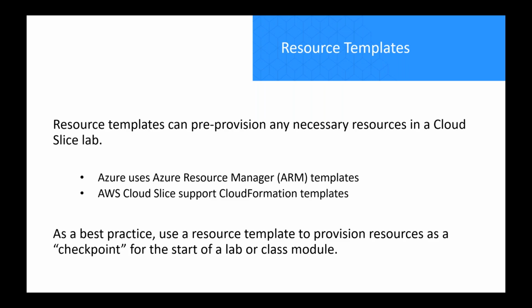So let's say that you have a lab, for example, where the user is going to be building upon a network resource, which is the example that I'm going to show you here. And maybe what you want to do is pre-build some of those resources before they go into the lab, so they have something to work with, right? It's a best practice to use a resource template to provision the resources as a checkpoint for the start of a lab or a class module.